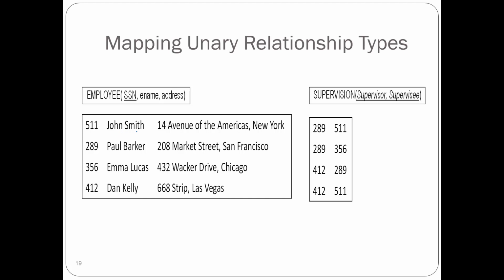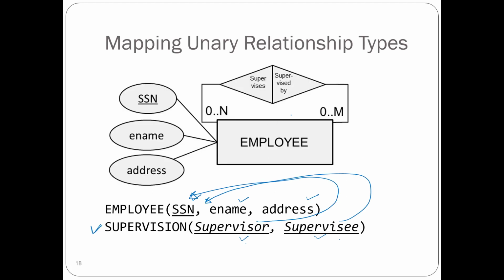We have the employees John Smith, Paul Barker, Emma Lucas, Dan Kelly. So here we have the pair of the supervisor and supervisee. 289 is supervising 511. 289, Paul Barker, is supervising John Smith. Good. Then Paul Barker is also supervising 356, right? So that is fine. We have a supervisor supervising many employees, so that is satisfied.